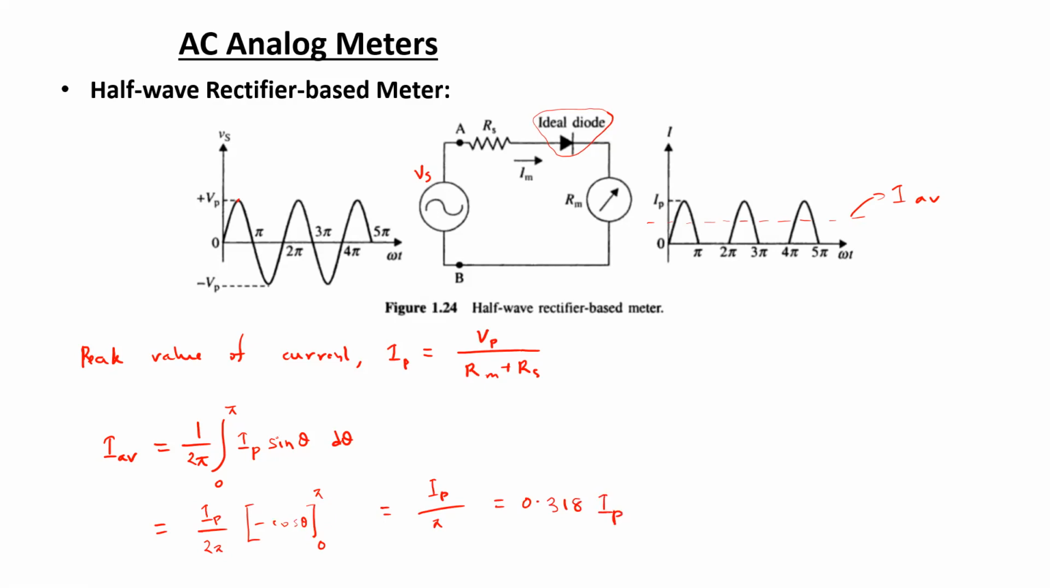So this expression for the average current can be considered for this case of half-wave rectifier based meter. For AC voltmeters, the scale is calibrated in volts with the RMS value of the pure sinusoidal voltage considered. So if the RMS value is considered in case of the AC voltmeters, the RMS value is actually the peak value divided by root 2.